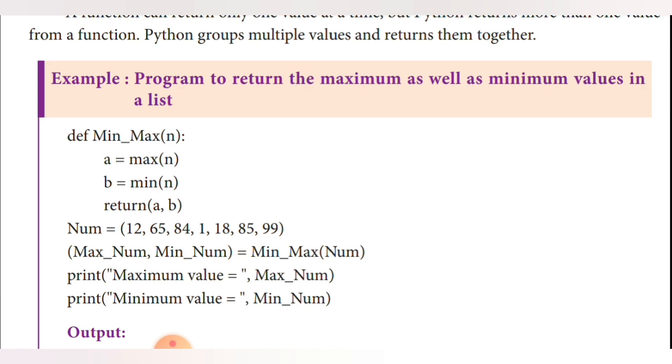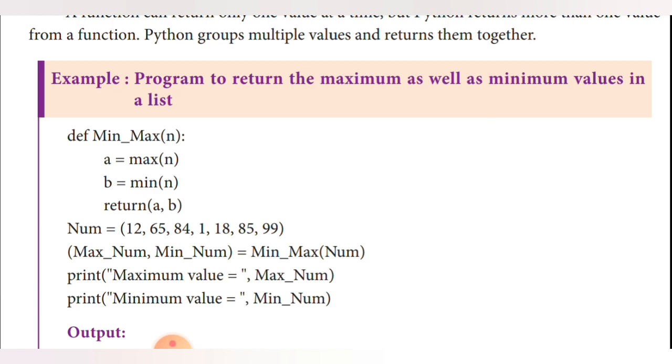Now you can see the function. How can we identify the function? The user defined function starts with the keyword def. Here def is the keyword for a user defined function, and then min_max is the name of the function. First the keyword def is written, and after the keyword we write the name of the function. Here the name of the function is min_max, and then we pass the parameter n. We are passing one list.